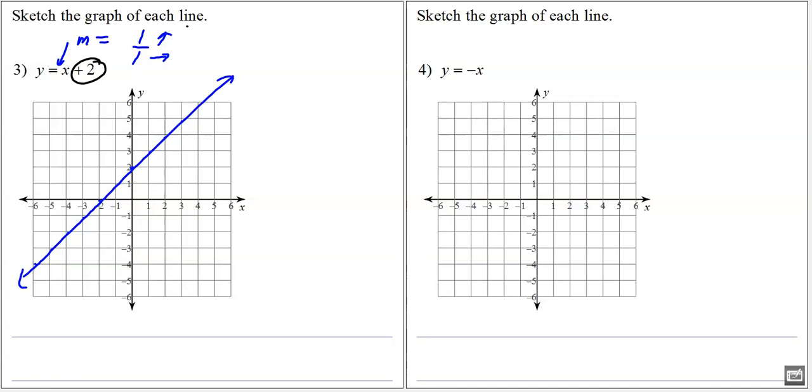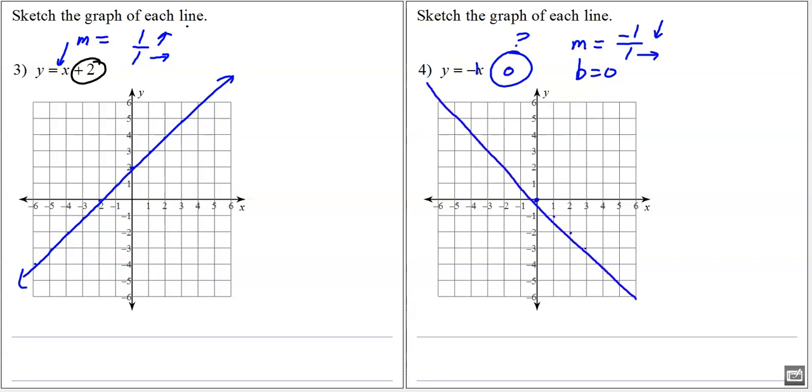So number 4, first thing I notice is there is no back number. So where is my y-intercept? Well, if that happens, your y-intercept is at 0. So my y-intercept is 0. And my slope is, well, there's no number there, so it's negative 1. And I'm going to put a 1 under it to know that I go down 1 and I go right 1. So down and right, down and right, down and right. And you're going to get this line cutting right up through that way.